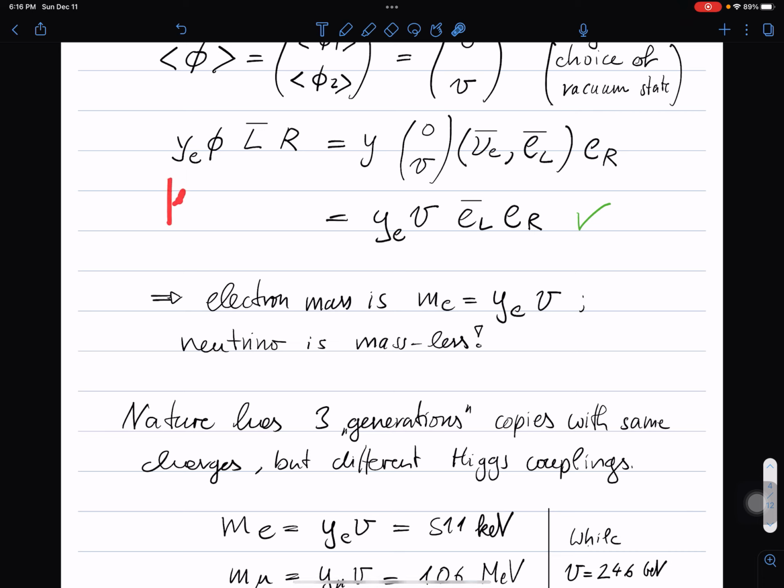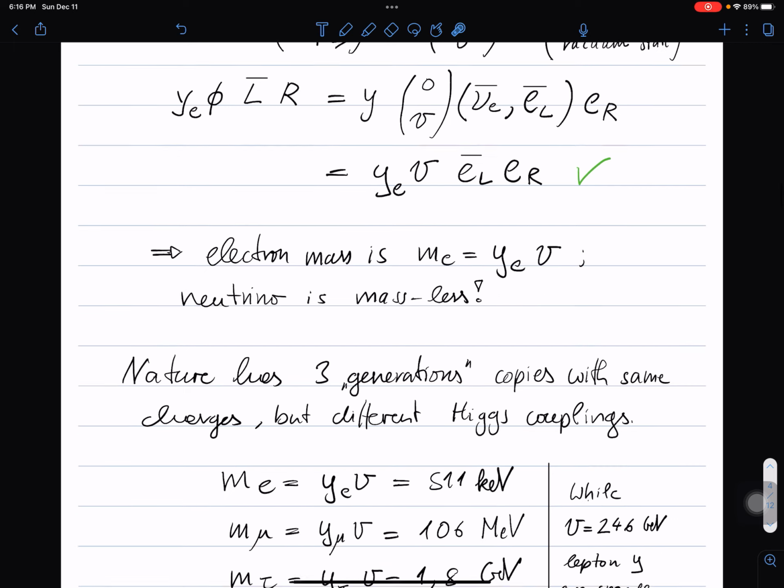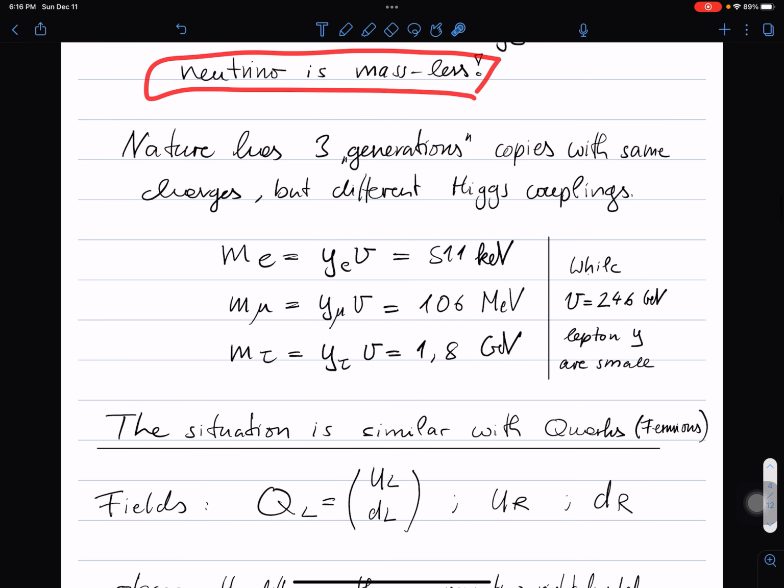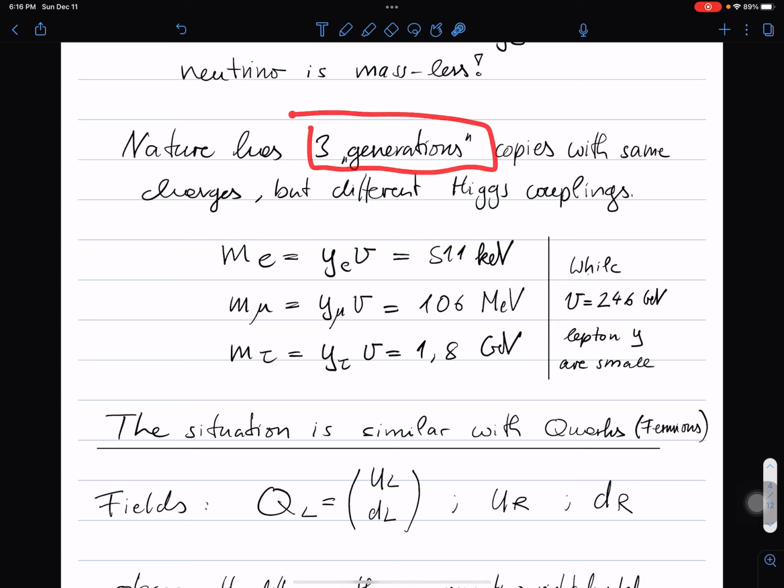This, by the way, is the famous Higgs field, suggested by Peter Higgs. And the mass term for the electron is the Yukawa coupling of the electron times the VEV of the Higgs field, but the neutrino remains in this scenario massless. Finally, nature has 3 generations, 3 copies of the same leptons, but with different couplings to the Higgs field, different Yukawas, and that gives them different mass.